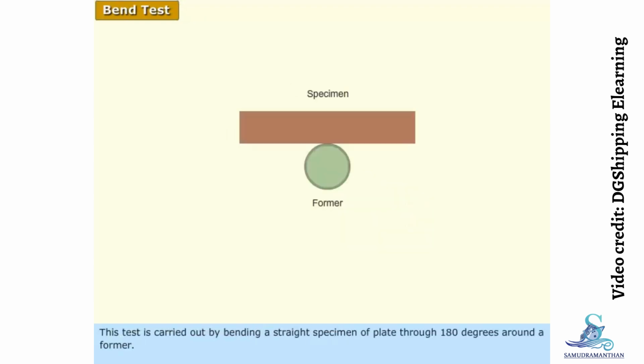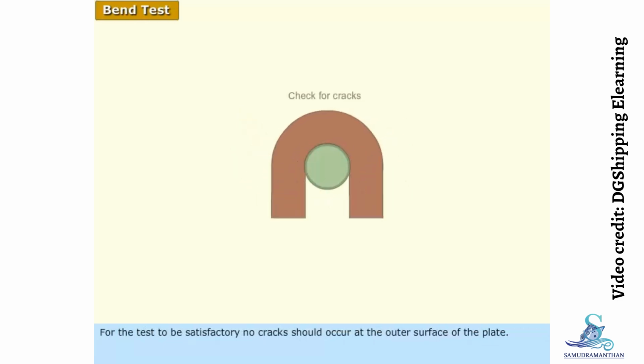This test is carried out by bending a straight specimen of plate to 180 degrees around a former. For the test to be satisfactory, no crack should occur at the outer surface of the plate. Significance of this test is that it is carried out in boilerplate materials because boiler is a fired pressure vessel.